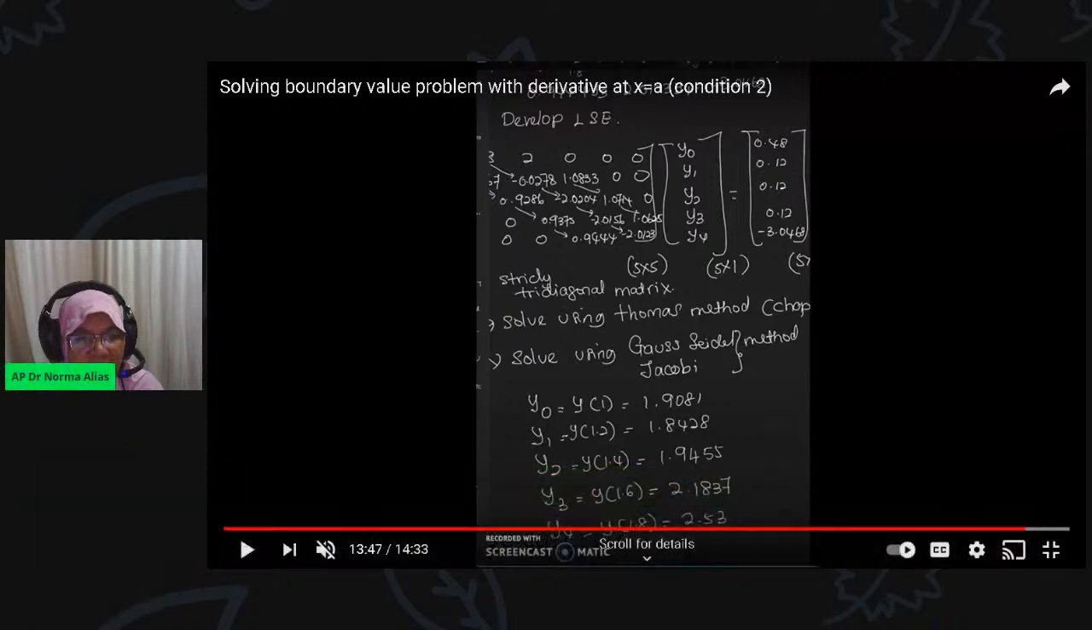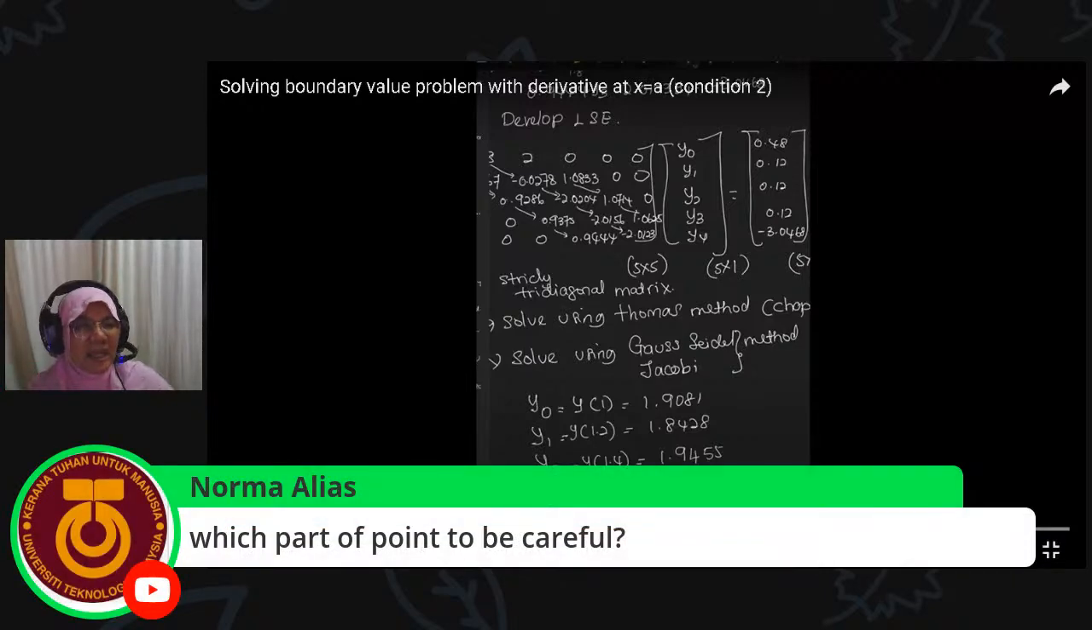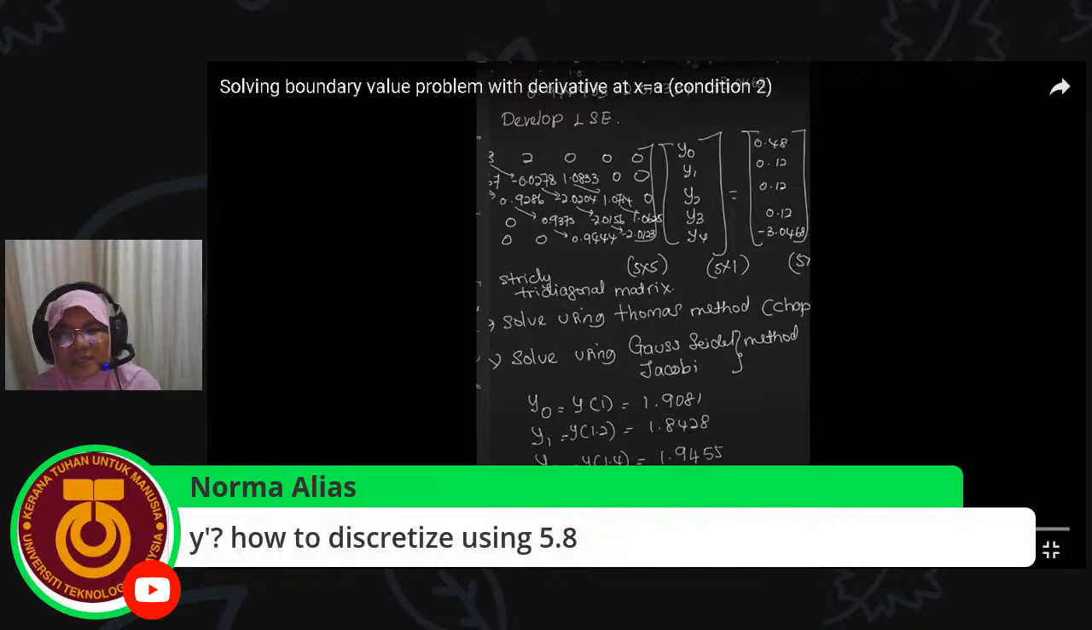My answer is the early point, because your problem has a derivative at the early corner, x equal to a, and then the last point where you replace y5 equal to 3. So this is the answer to this question. And then the next is how to discretize y prime and y prime prime using chapter 5. That's all. Very simple.